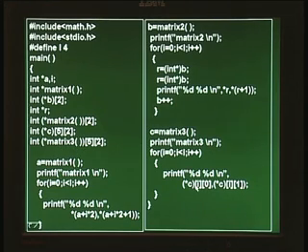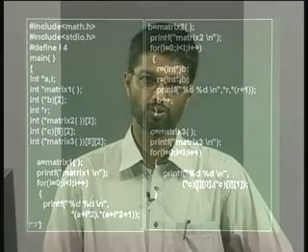So the summary is that we have 3 different ways of returning a 2-dimensional array from a function, and we have 4 different ways of passing a 2-dimensional array to a function.